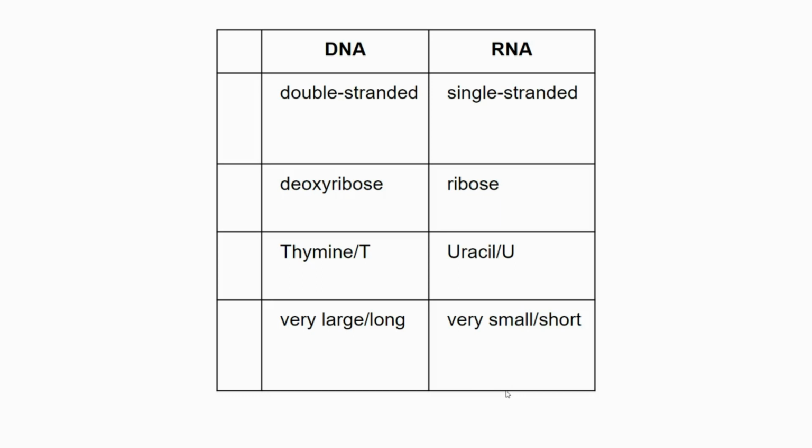So let's have a look at the differences between the two. You can see DNA is double-stranded, whereas RNA is single-stranded. DNA has deoxyribose sugar, whereas RNA has ribose sugar. DNA has the base thymine, whereas RNA replaces thymine with uracil. And DNA is very large, or very long, and RNA is very small or short.